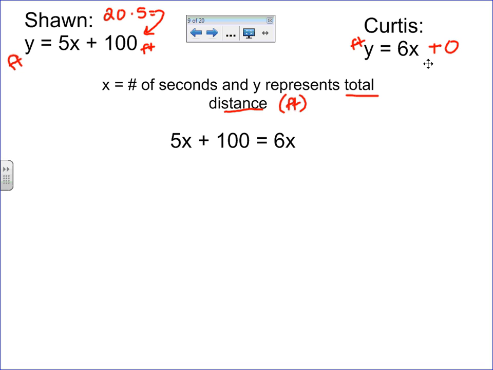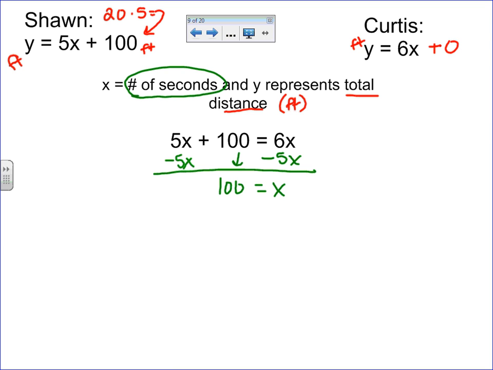Now I need to set them equal because I want to know when their distances are the same. When did they walk the same amount? So to solve for X, I get my X's on the same side. That gives me X equals 100. Well, remember, X represents what? Number of seconds. So X is how much Curtis had walked when they were equal. Curtis walks 100 seconds, and Sean walks how many? 100 plus, what was his head start?